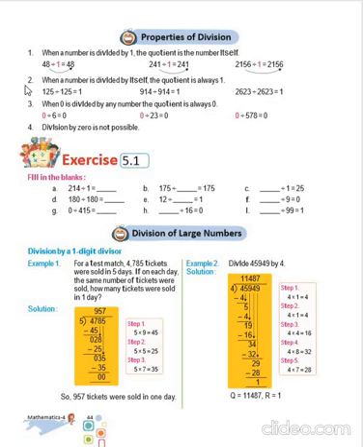Second property is if we divide any number by the same number, our answer will be 1. If we divide 125 by 125, we will get 1. Third property is when 0 is divided by any number, the quotient is always 0. 0 divided by 6 is 0. 0 divided by 23 is 0. 0 divided by 578 is 0. Division by 0 is not possible.